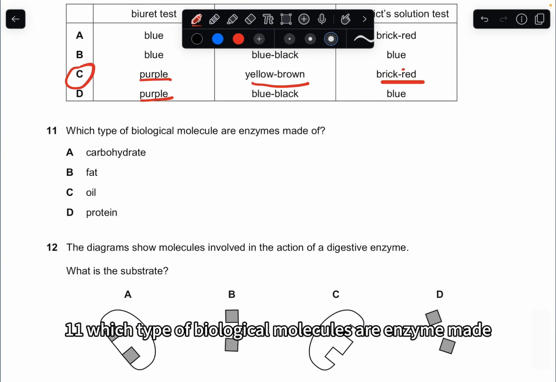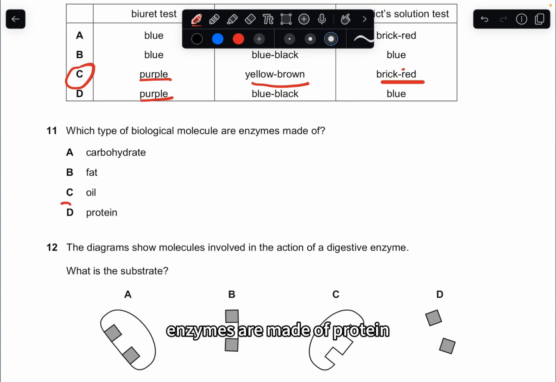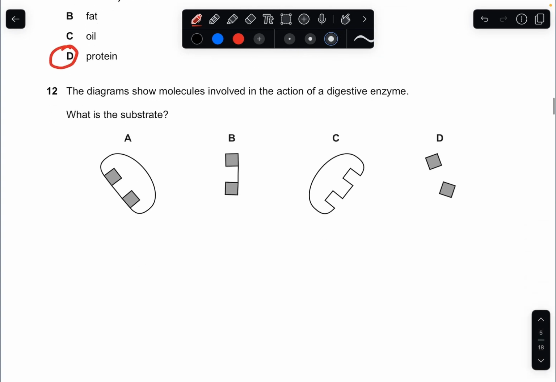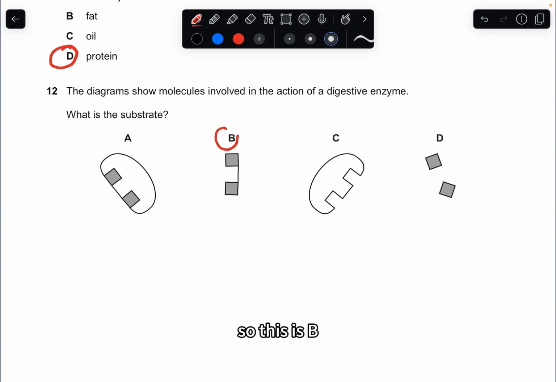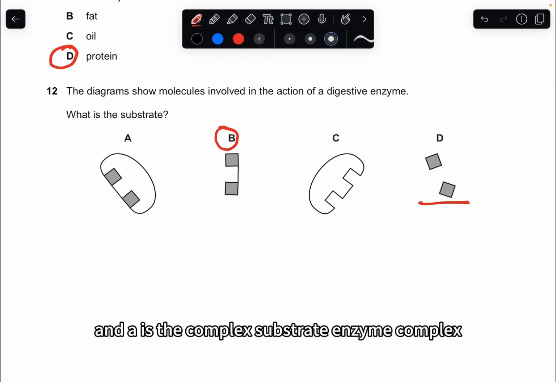11. Which type of biological molecules are enzymes made of? Enzymes are made of protein. The diagram shows molecules involved in the action of digestive enzyme. So what is substrate? Substrate is a compound that binds with the active site. So this is B. D is the product, and C is the enzyme, and A is the complex, substrate enzyme complex.